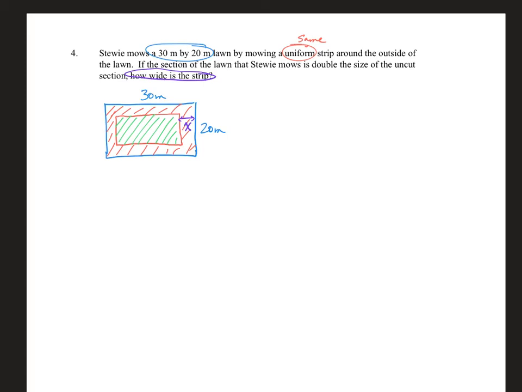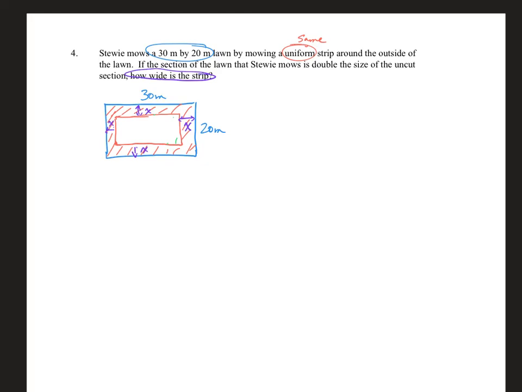Now, the nice part is where that word uniform comes in. Because I just labeled that dimension x, then all of the widths of the strip must be x. At first you might think that doesn't really help us very much. However, I'm going to clear out a little bit of space in the uncut section. I erased quite a bit more than I wanted to, so I'm just going to highlight some of that again. But the reason is I can now create dimensions for the inside rectangle.